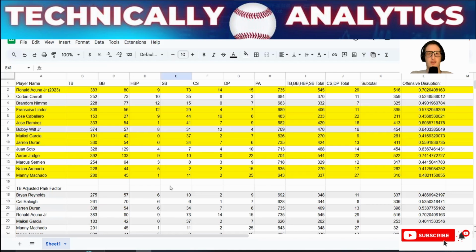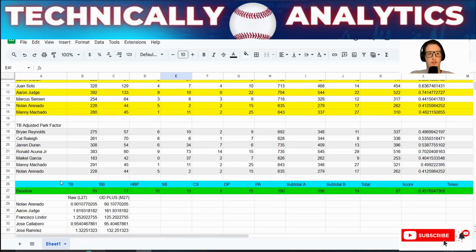OD plus isn't a real stat. I'm working on making it real, and I need to get more players in my database and get better averages. But anyway, let's go down here to the league average one that I came up with. So I use a lot of AI for this actually, which is not very common for me, but I am really bad at math, so I really couldn't figure it out.